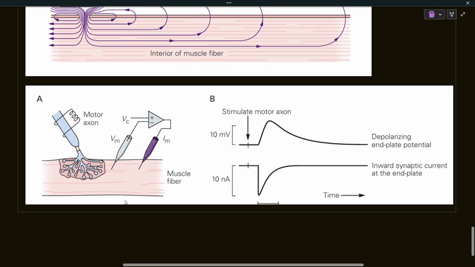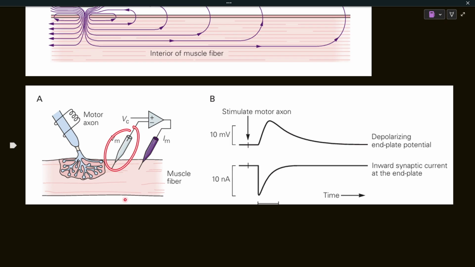Okay, so here is the schematic to show how the end plate potential is measured. They have introduced a micro-electrode to measure voltage and to measure ion current. So they are showing this VM. This is measuring the membrane potential. Once the motor axon is stimulated here, at this point, the membrane potential increases. So the membrane potential is increasing, which means whatever charge separation was there has decreased. So this is showing the depolarizing end plate potential.